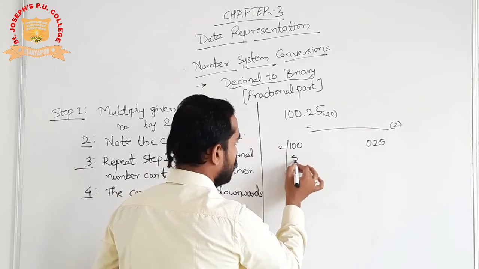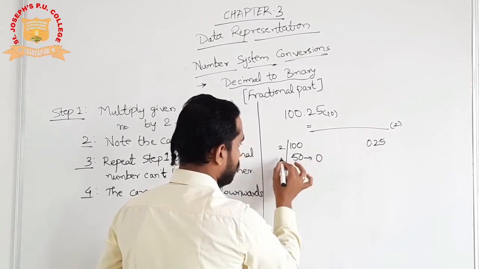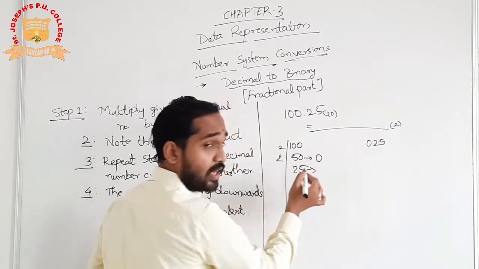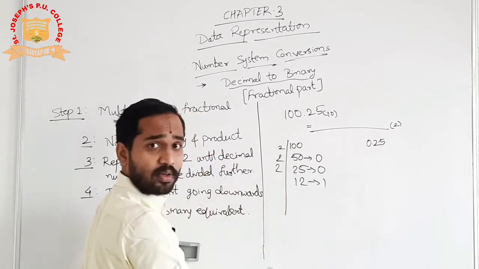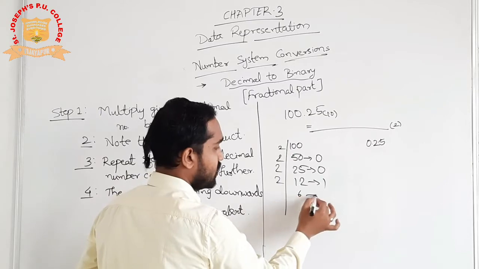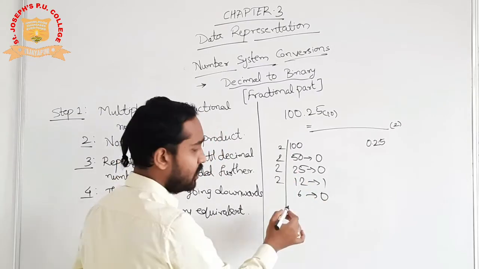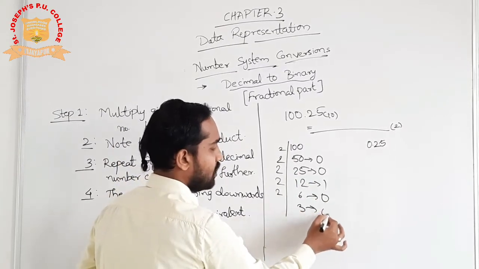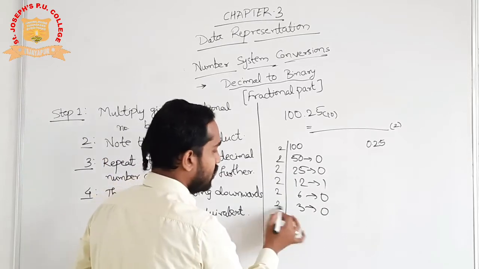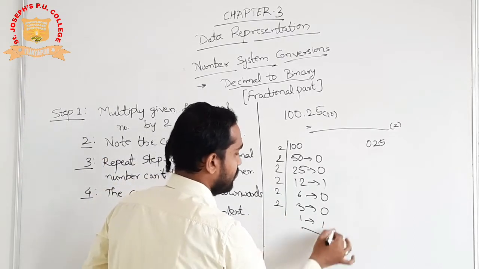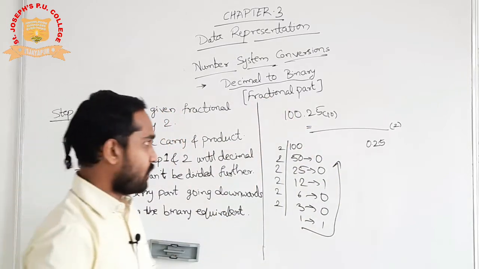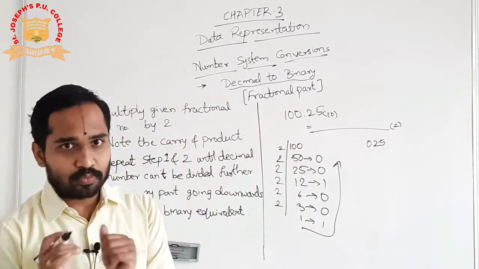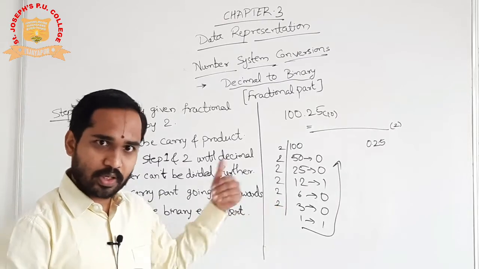So 100, how to convert? You already know. 50, 0, then 25, what is the remainder? 0. Then 12, what is the remainder? 1. Then 2 6s are 12, so 0 is the remainder, then 2 3s are 6, so 0 is the remainder, then 2 ones are 2, 1 is the remainder. So 1100100 is the answer for 100. That you already know. This we have already solved.